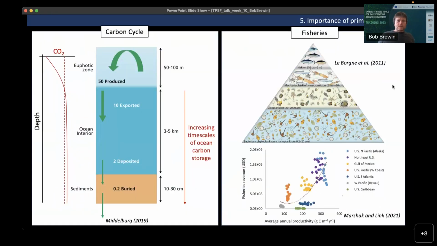Okay, so why is this primary production important? Well, I just touched on that, but I'm going to go in a little bit further detail here. There are many reasons why primary production is important, but I'm just going to focus on two key reasons here. Firstly, I'm going to talk about the ocean carbon cycle. So what happens with phytoplankton in the surface layer?